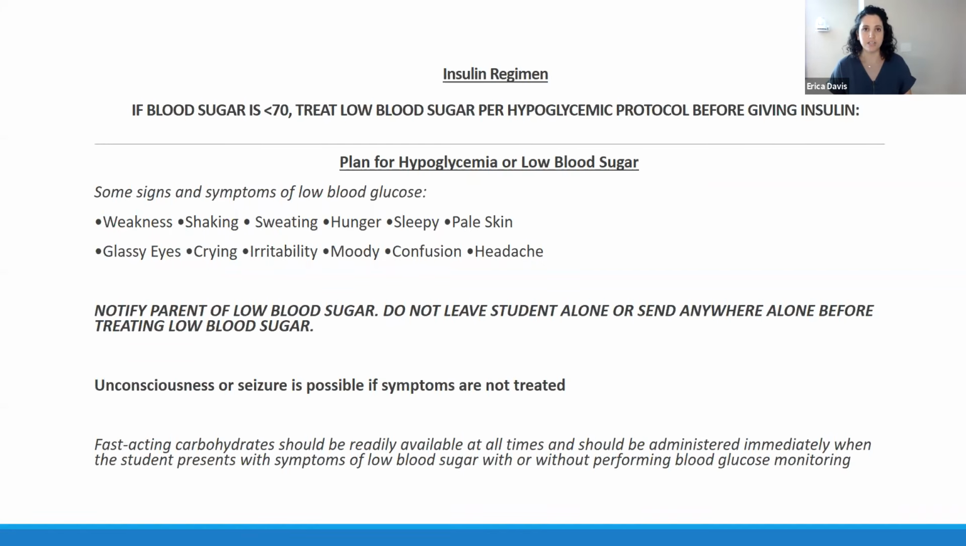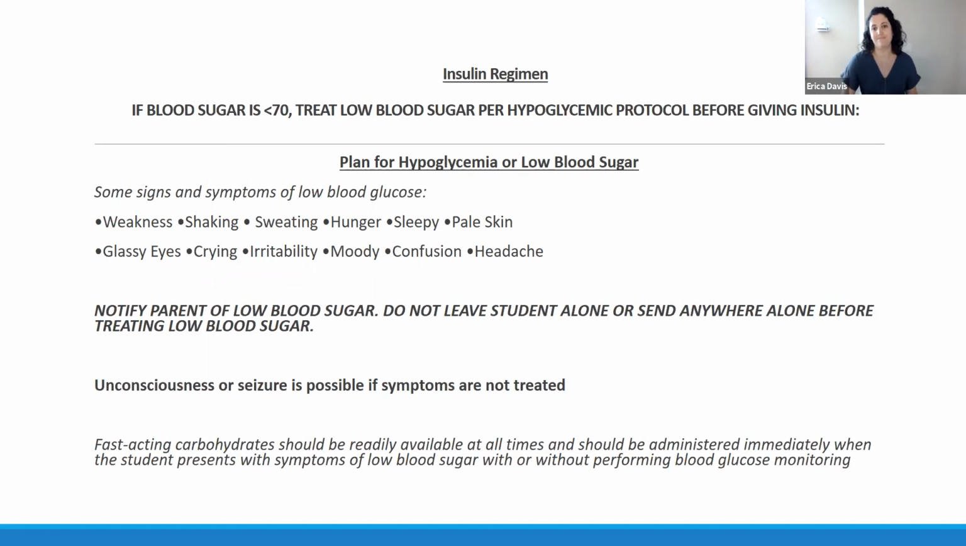Our next section is on the insulin regimen, but we're actually going to skip down to the hypoglycemia section because if you've seen a school care plan before, you know that very first line is if that blood sugar is less than 70, we've got to treat that low blood sugar first. So we decided to go ahead and skip down to that and cover it, and Erica is going to talk about that.